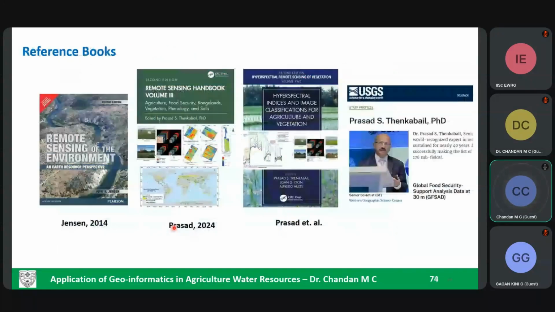These are some of the books that I have referred to while preparing the slides. And one of the most heard names in agriculture remote sensing is Dr. Prasad S. Thenkabail. He has written, I think, a series of books on agriculture and food security. So I have referred to most of his books.